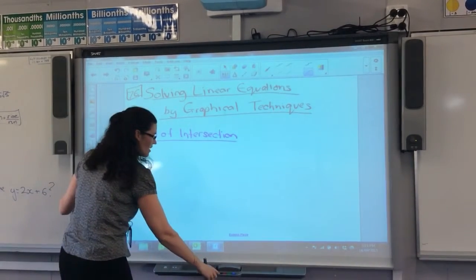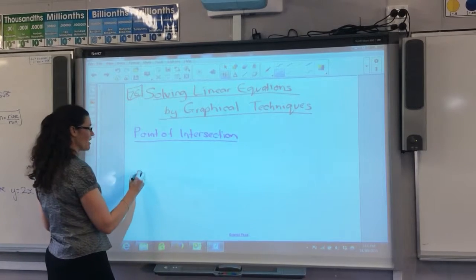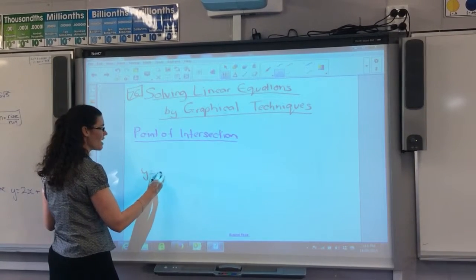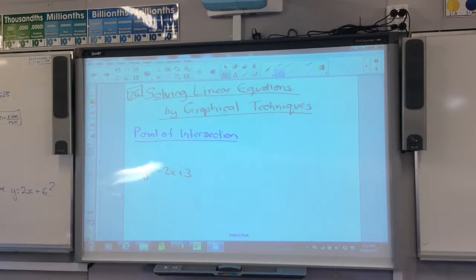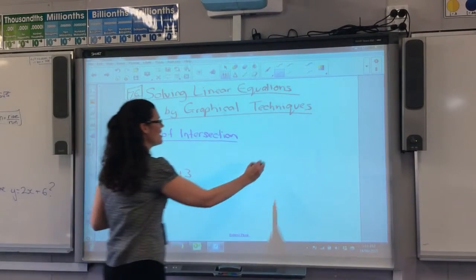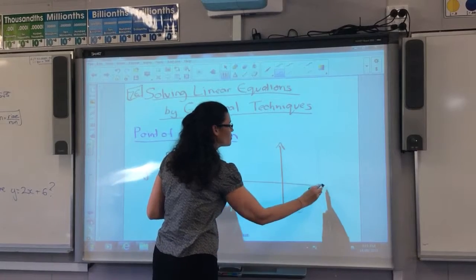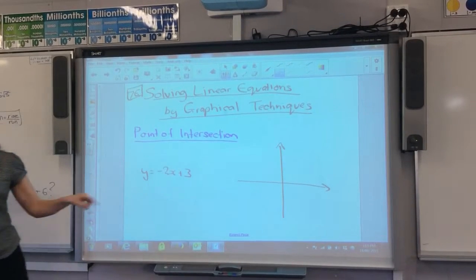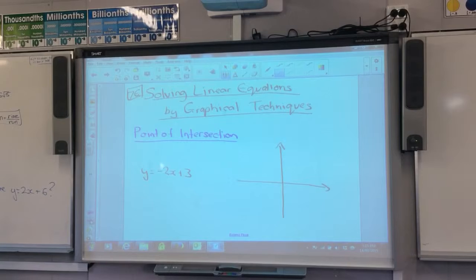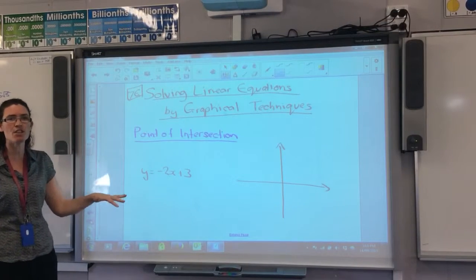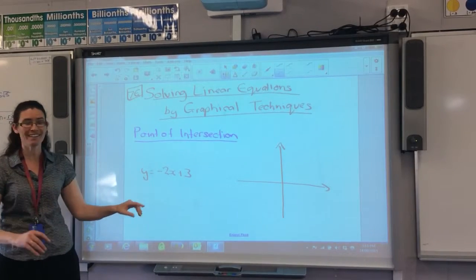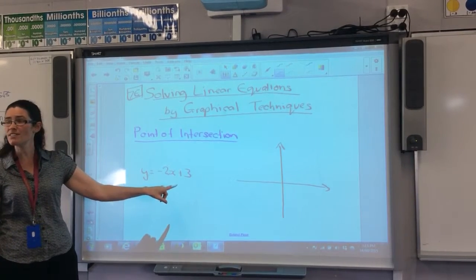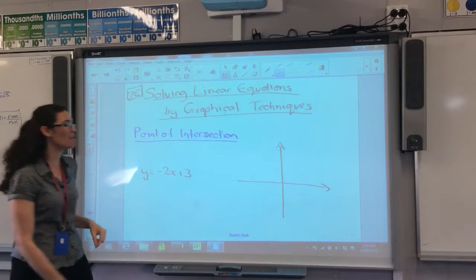So for example, if I had the equation y equals negative 2x plus 3, I would start by drawing that on a number plane. How am I going to do that? What's the quickest way of drawing this on a number plane? What do I need to know? We don't want to do a table of values, that's slow. We're going to start with the y-intercept. Okay, my y-intercept is 3.